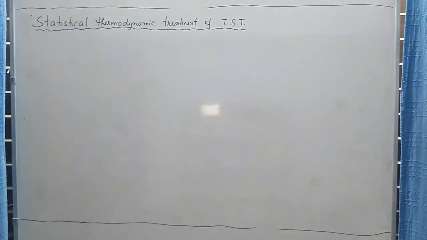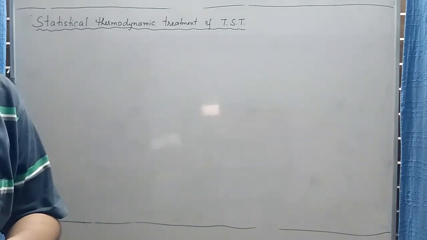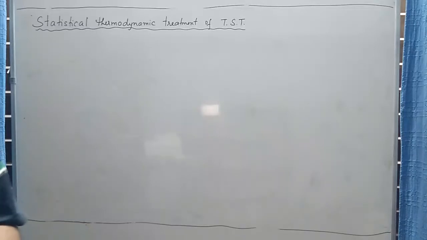Today we will discuss the statistical thermodynamic treatment of transition state theory. In the previous class we discussed what an activated complex and a transition state are, and how the activated complex is very different from an intermediate. We also stated and discussed the different postulates or assumptions of transition state theory. Today we will discuss the mathematical formulation of transition state theory.